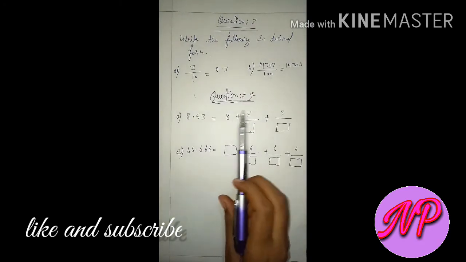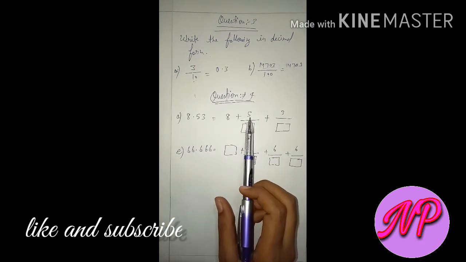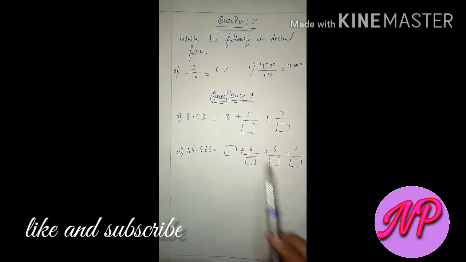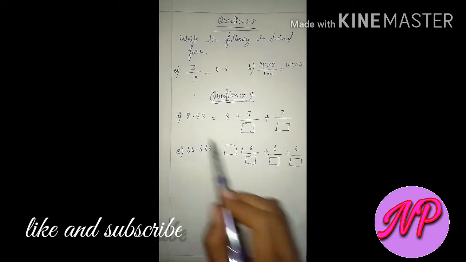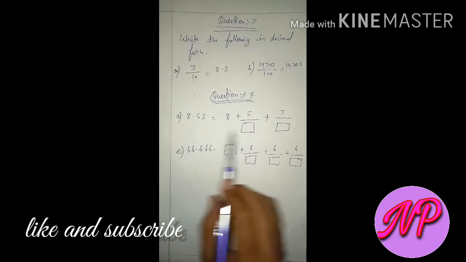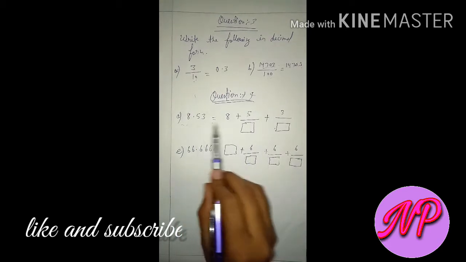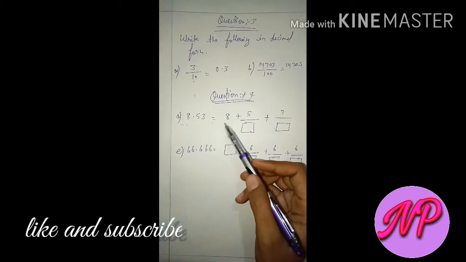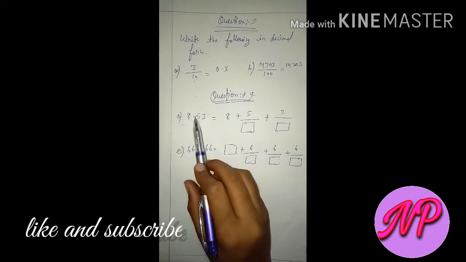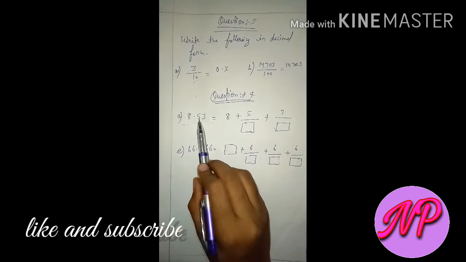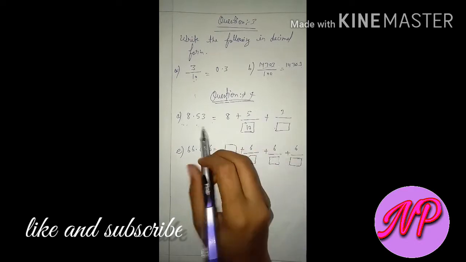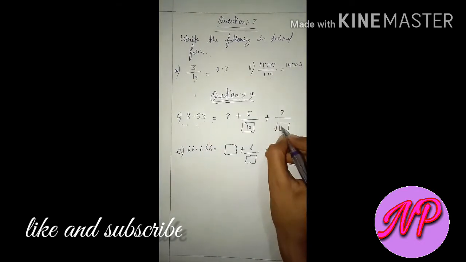Now question 4. In question 4, fill in the blanks. You have to complete these fill in the blanks. 8.53, it means in expanded form you will convert. 8 plus 5. What is the place value of the 5 digit? After the decimal, tenths. 5 tenths means 5 by 10. Then 3 by 100. Got it?